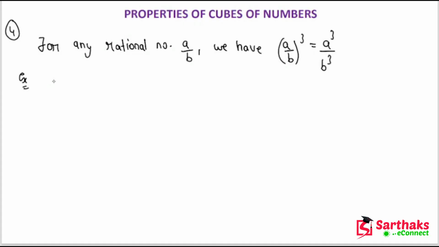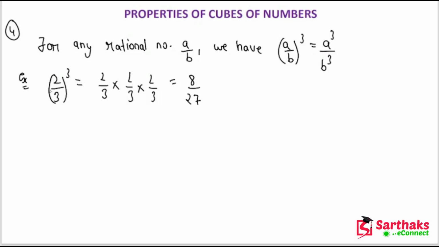If you want to see an example, suppose 2 upon 3. Someday if I have to calculate 2 upon 3 cube, then it would be just 2 by 3 into 2 by 3 into 2 by 3. If you multiply them, you would get 8 upon 27. So 2 by 3 cube is nothing but 8 upon 27. Using this formula, if you distribute this power to the numerator and denominator separately, it would be 2 cube upon 3 cube, so it would already be 8 upon 27.